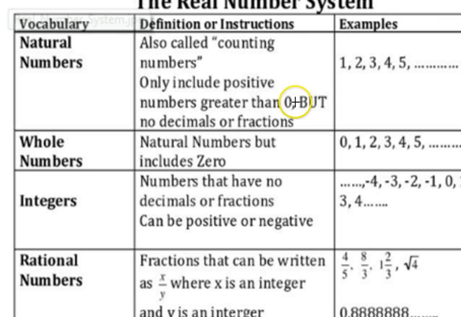What happens if you add 0 to the natural numbers? You come to whole numbers: natural numbers but including 0. So when you add 0 to natural numbers, what you get is whole numbers, and it is just an extension of natural numbers where you have added 0.